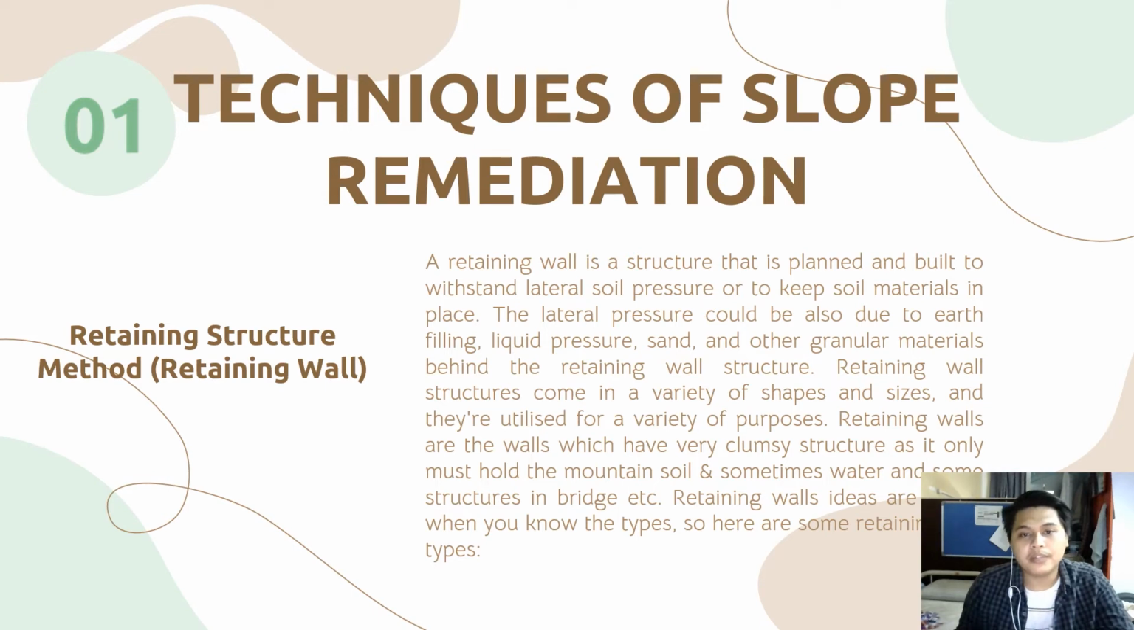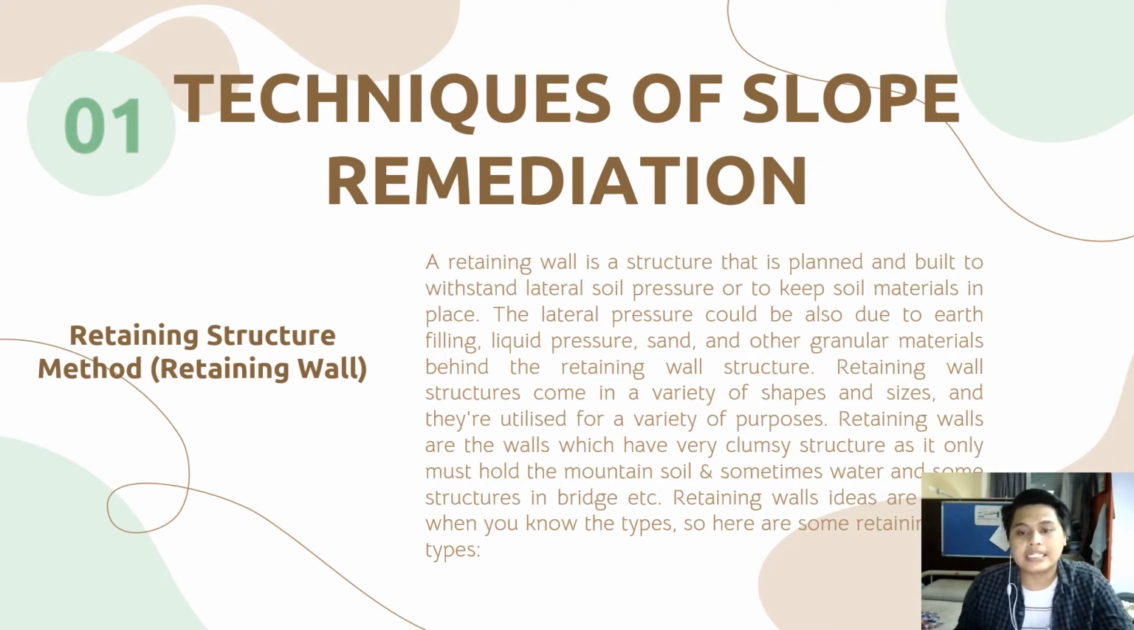Technique of slope remediation: the retaining structure method, which is the retaining wall. Retaining walls are relatively rigid walls used for supporting soil laterally so that it can be retained at different levels on the two sides. Retaining walls are structures designed to restrain soil to a slope that it would not naturally keep to.